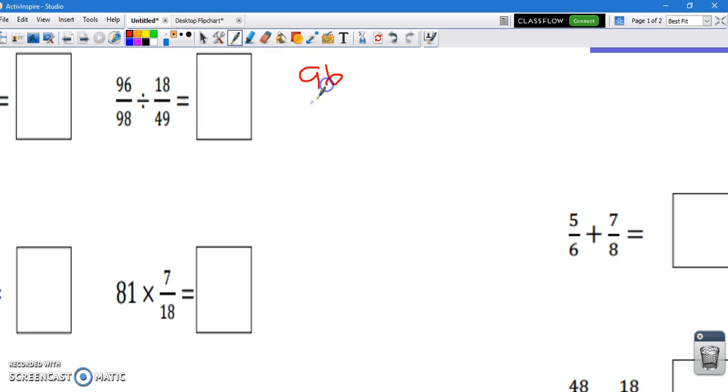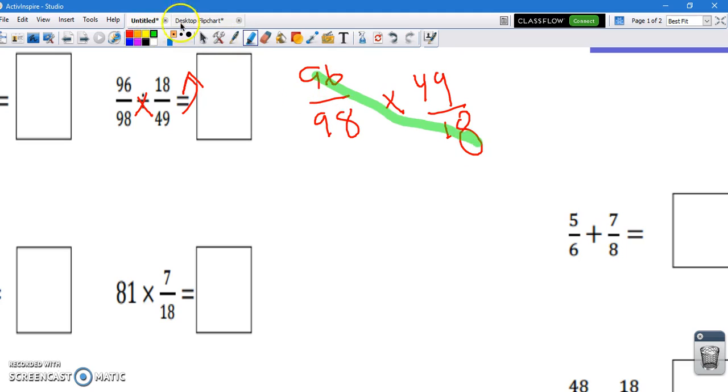I have 96 over 98. Remember, division, we're really going to multiply and then flip, right? So multiply, flip that second one, and flip the second one only. This is what I'm looking at. Now remember, we can try to reduce this way or this way. 96 and 18 are even numbers, so I'm going to go ahead and try to find those on here.